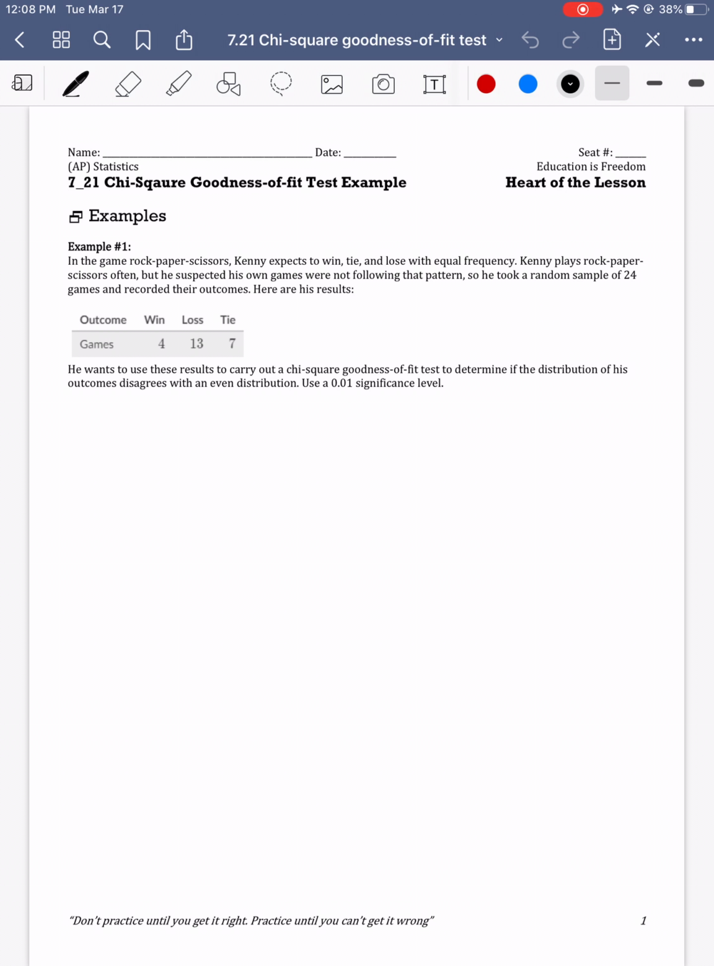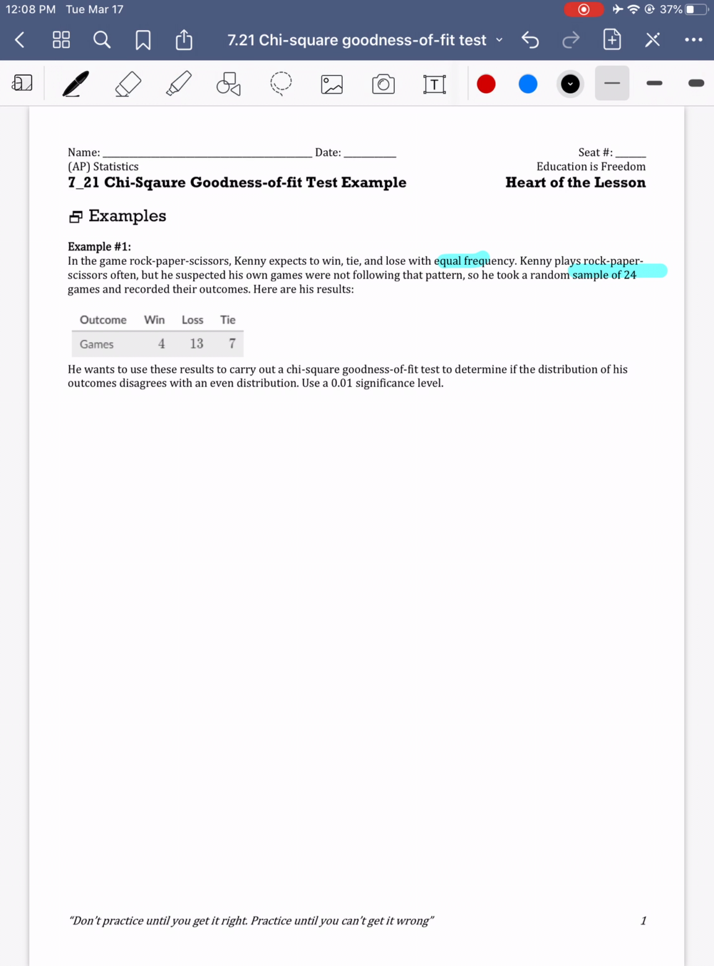In the game Rock, Paper, Scissors, Kenny expects to win, tie, and lose with equal frequency. So that is going to be important. Kenny plays Rock, Paper, Scissors often, but he suspected his own games were not following the pattern. So he took a random sample of 24 games and recorded their outcomes. And here are his results.